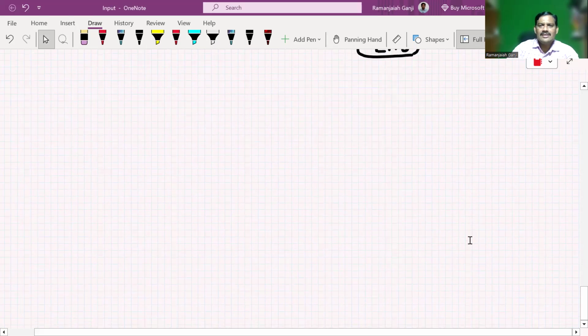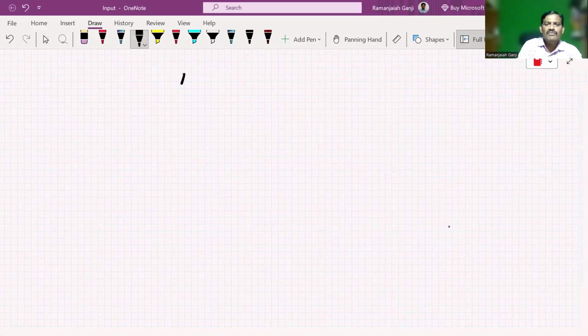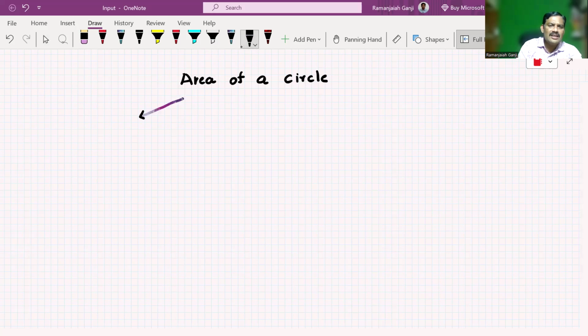I want to find the area of a circle. I want to draw a flowchart for the area of a circle. As you know, what is the area of a circle? Area of a circle is equal to 3.14 into r square. R is nothing but radius.